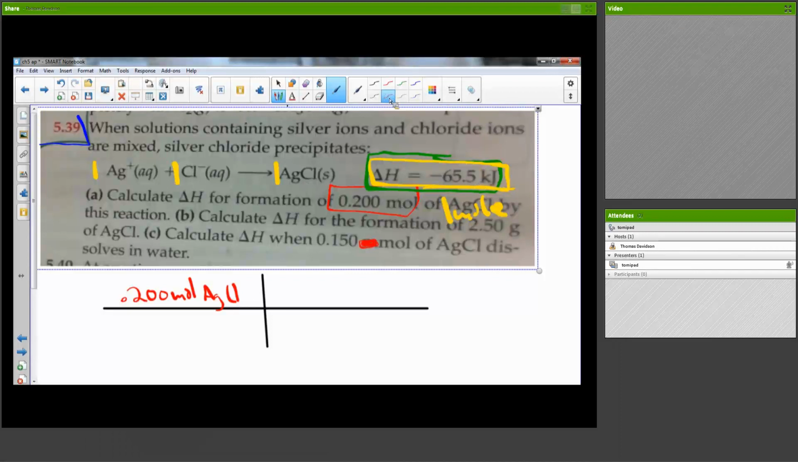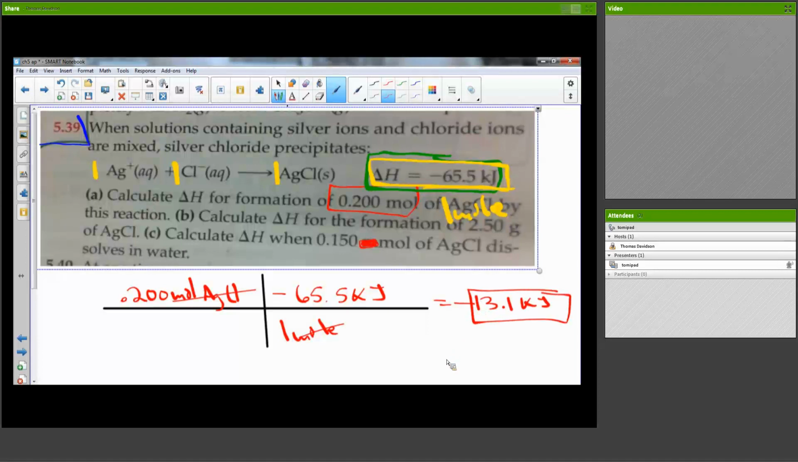So let's come down here. What do I need to get rid of? Moles. So for every 1 mole, what's the only thing the problem gave me? I had negative 65.5 kilojoules. That leaves me with the unit of kilojoules. Is that the unit I want? It absolutely is. So I take 1/5 of this, and it was 13.1 kilojoules. Yep, sorry, thank you. It is negative 13.1 kilojoules.